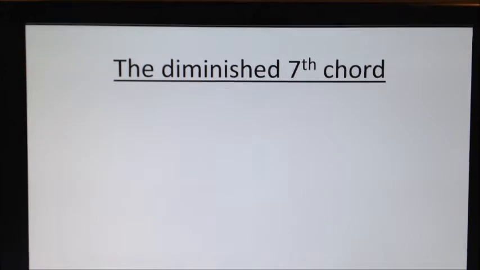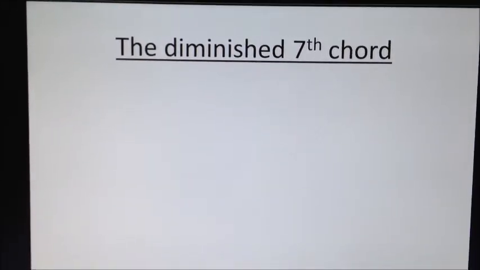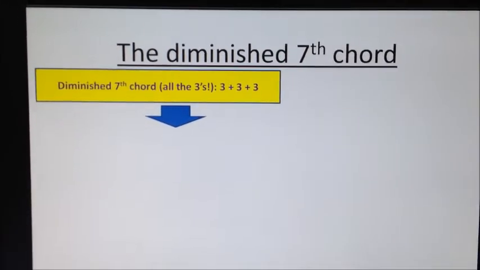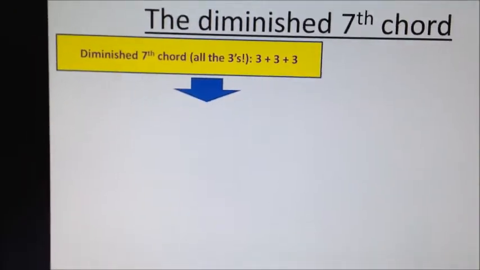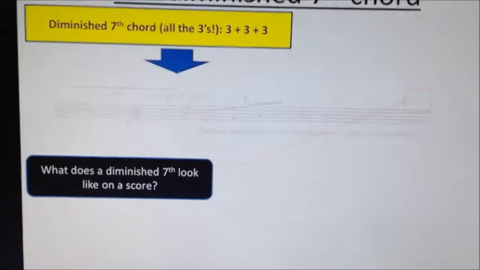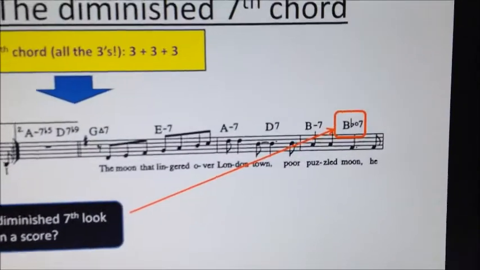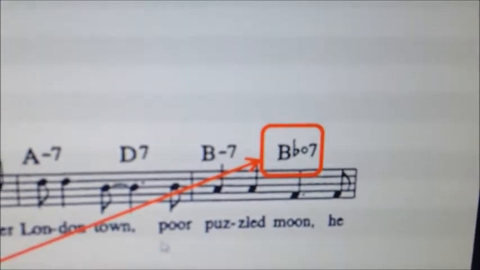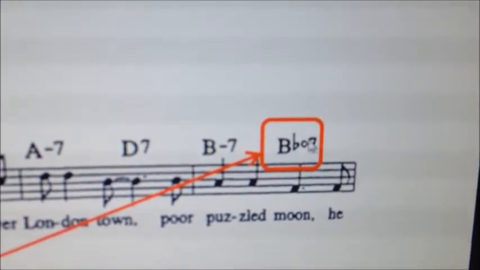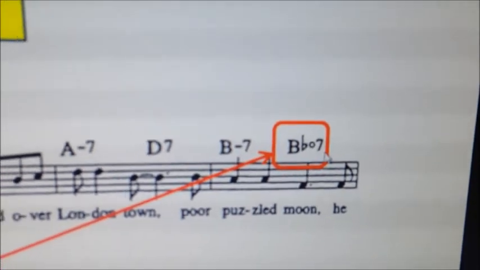And the last seventh chord we're going to look at in this video is diminished seventh. This is 3 plus 3 plus 3. Really crunchy chord. All the threes, that's the way I remember it. What does it look like on a score? Okay, excuse the flashing there. Okay, this is a B flat diminished seventh. So just like the diminished chord we saw earlier on, it has a little circle plus a seventh.